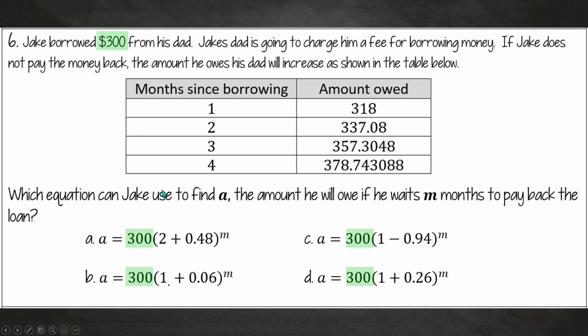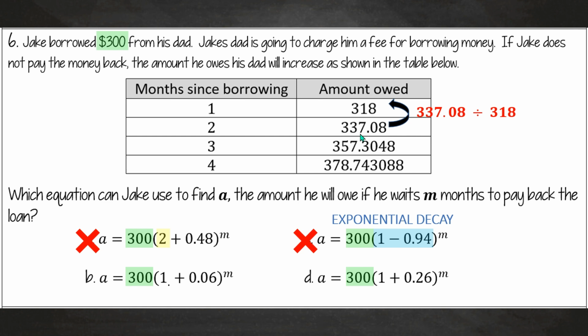So now what we have to do is determine what our ratio is. Well, none of our exponential growth or decay functions had a 2, so we can eliminate option A right away. And like I said, we can eliminate option C because it's showing us exponential decay. So to figure out the options between B and D, we're going to take the 337.08 and divide that by 318, and we're going to get 1.06. Well, 1.06 is the same thing as option B, so that is our correct answer.